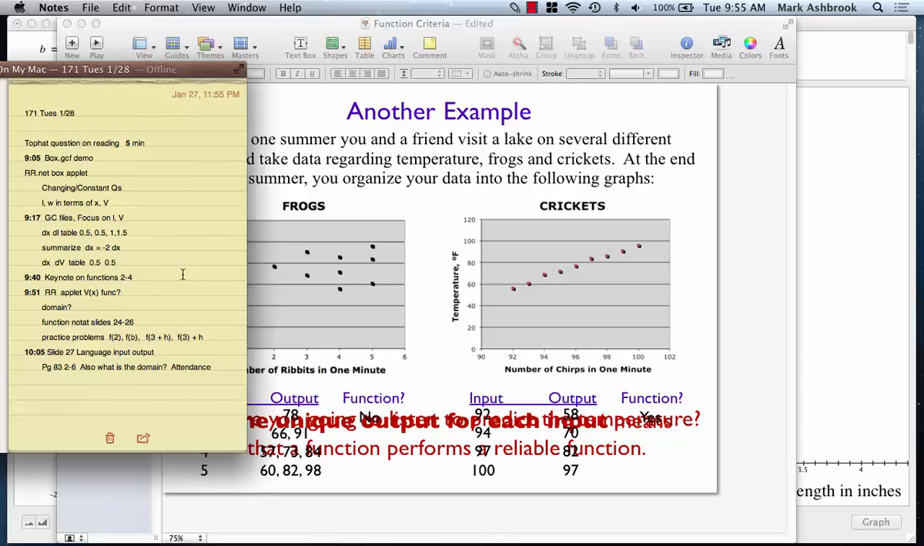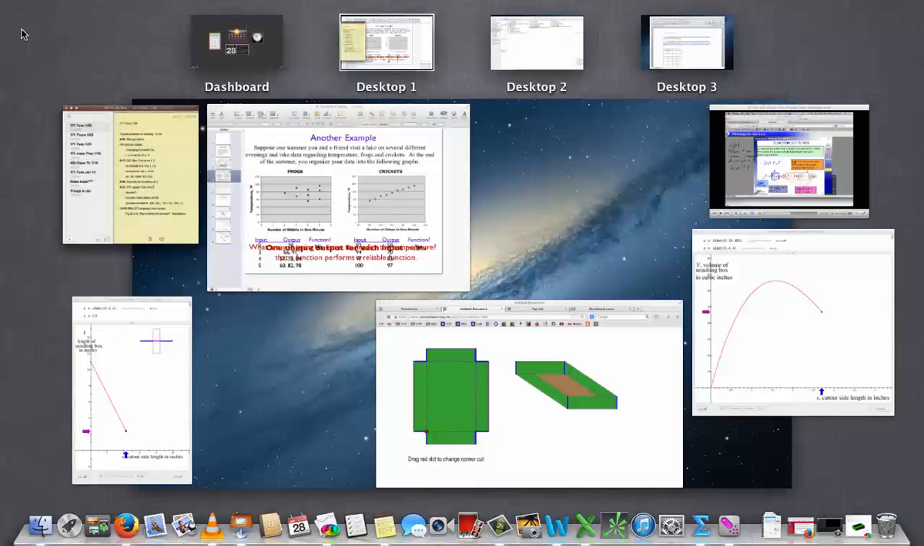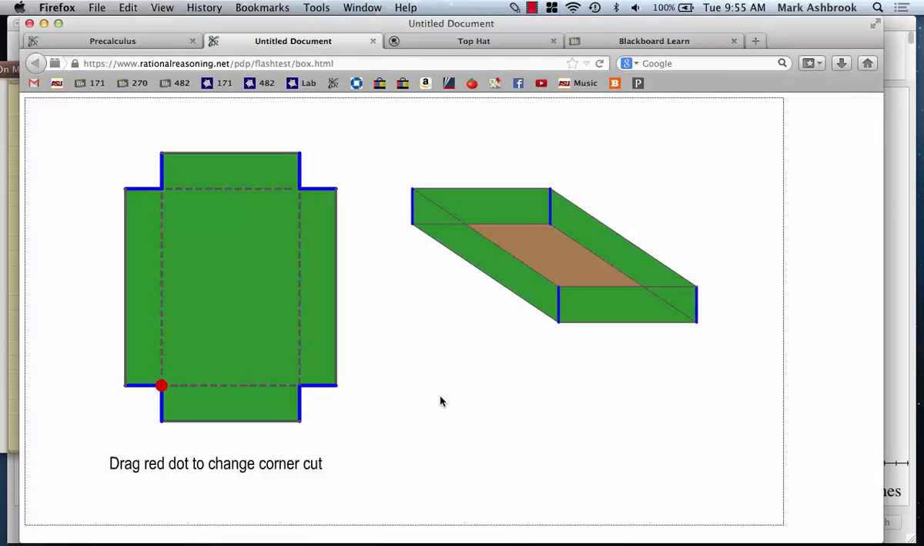All right, so let's go back to our applets on this one. So what about volume? Is volume a function of the length of the square cutout? We said it was 11 minus 2x, 8.5 minus 2x times x. So what's our input? X, side length, right? X, side length of the cutout. Output, volume of the box.